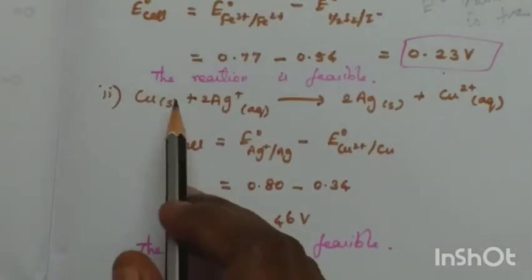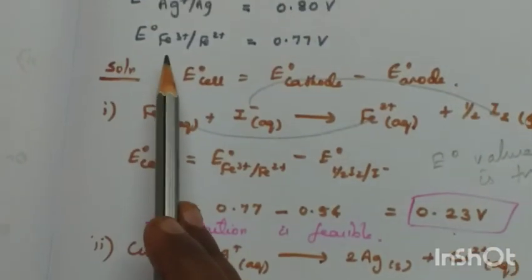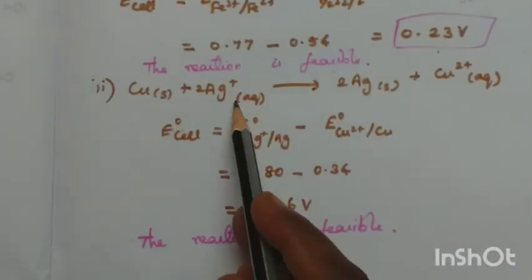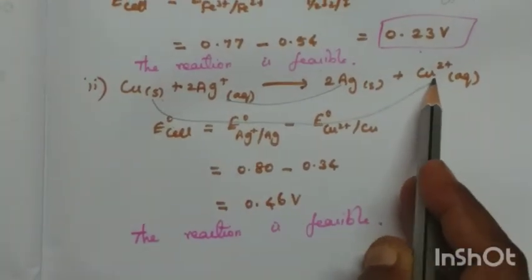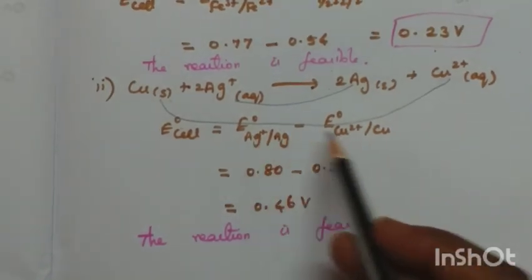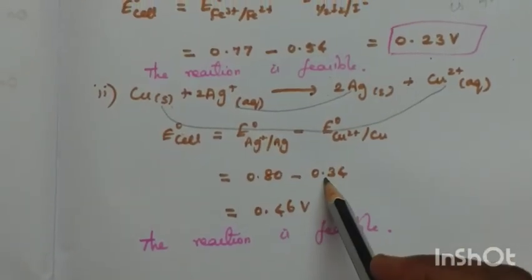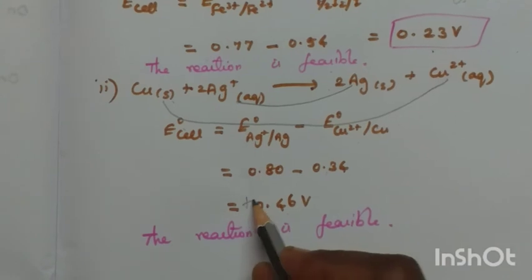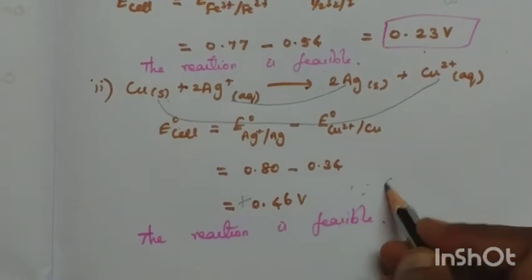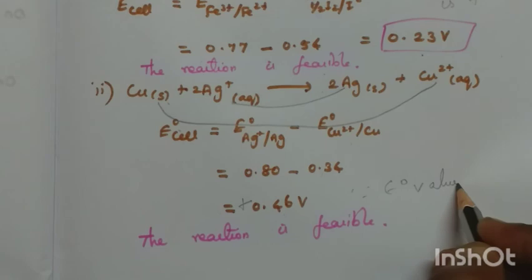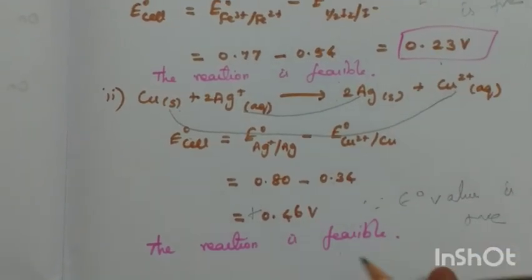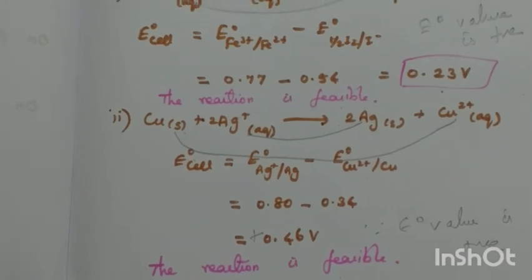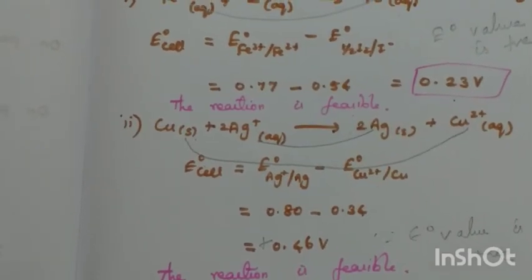The next reaction, the second example: Ag plus and Cu. Ag plus is reduced to this and Cu is oxidized to Cu2 plus. Reduction is at the cathode and this is the anode. So the given values are substituted and we get a positive value. Since the E naught value is positive, the reaction is feasible. So up to this we have completed electrochemistry.